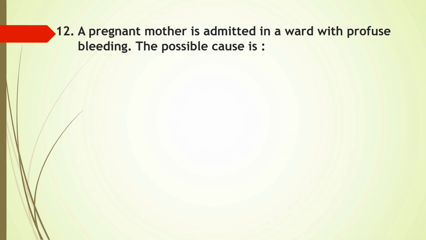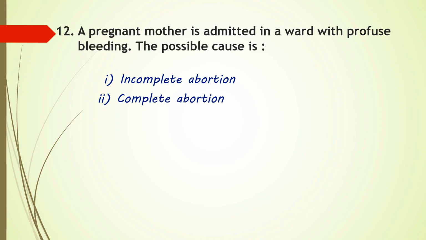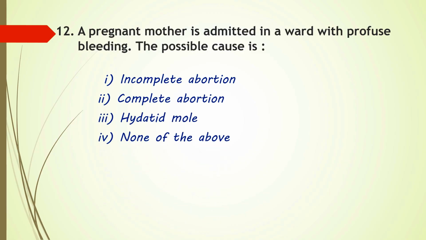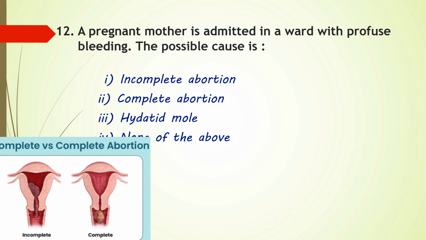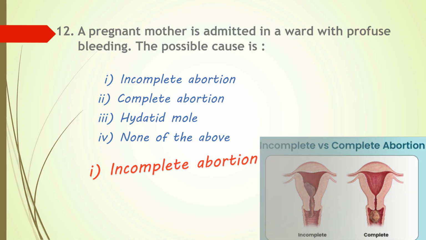Question number 12. A pregnant mother is admitted in a ward with profuse bleeding. The possible cause is. Options are incomplete abortion, complete abortion, hydatid mole, or option 4, none of the above. Within the given options, when the pregnant mother is admitted in a ward with profuse bleeding, the possible cause is incomplete abortion. Here option 1 is the correct answer.